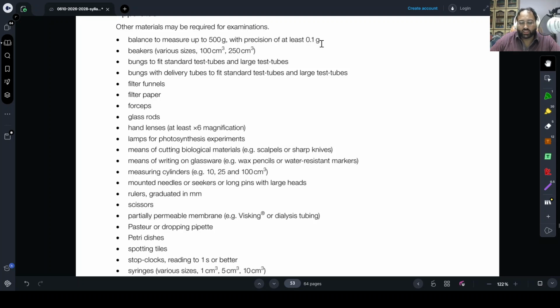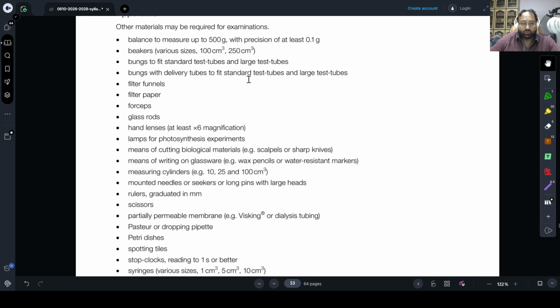So you're not going to take a regular weighing scale, which goes up to like 160 kilograms. You're not going to need that. And then it's only accurate up to 1 kilogram, right? It doesn't get more accurate than that unless it's a digital scale. Again, we don't need that kind of thing. So the thing we're talking about is a laboratory balance, or a weighing scale. Beakers of various sizes, such as 100 cm cubed, 250 cm cubed. It could be smaller than that as well, right? Bungs to fit standard test tubes and larger test tubes. This is boiling tubes.